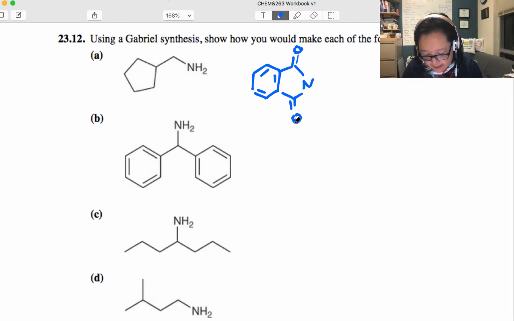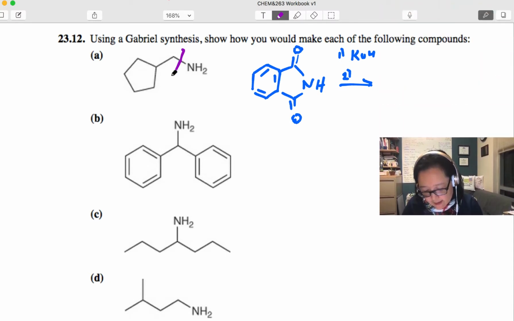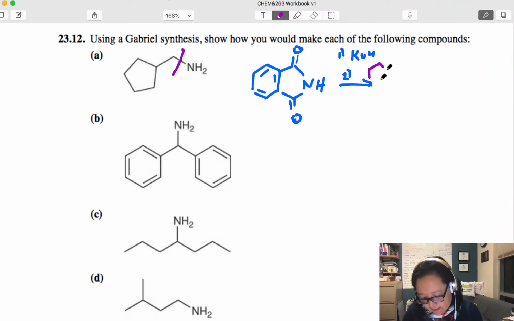And once you have that, our first step is KOH to deprotonate this molecule. Our second step is to figure out what alkyl halide we need. We need an alkyl halide like that. So I need a carbon group and then a halogen right here. And then our third step is to hydrolyze the amine from the phthalimide, right? So I have this R group attached, and then I need to hydrolyze it away. So that's what the acid is for. All right, and that will make our product, which is this guy.